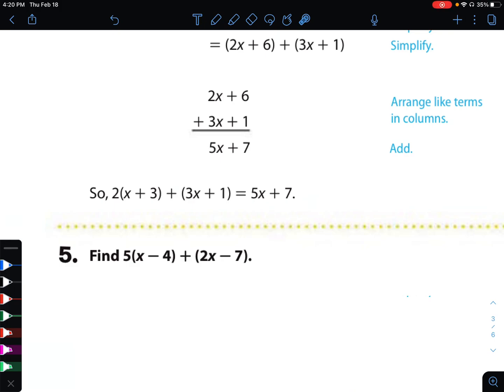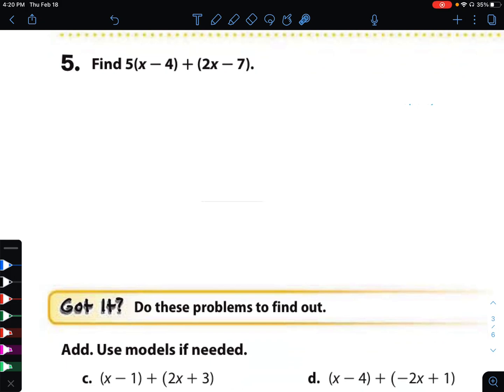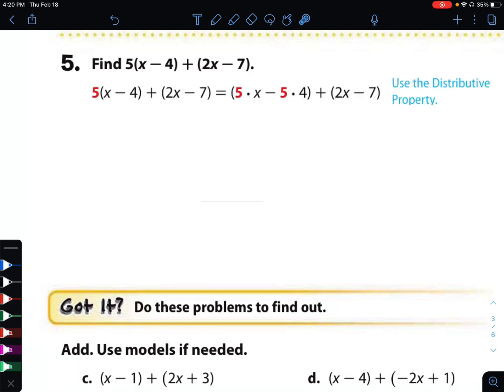Okay, let's take a look at example number 5. We want to find 5 times the quantity x minus 4 plus the quantity 2x minus 7. Again, we need to use the distributive property. We need to distribute 5 to x and negative 4. Again, 5 is in red, so you'll know that it's being distributed to x and to negative 4. If we do that, 5 times x is 5 times x, and then you have 5 times 4 right there. And we simply copy 2x minus 7 on the other side.